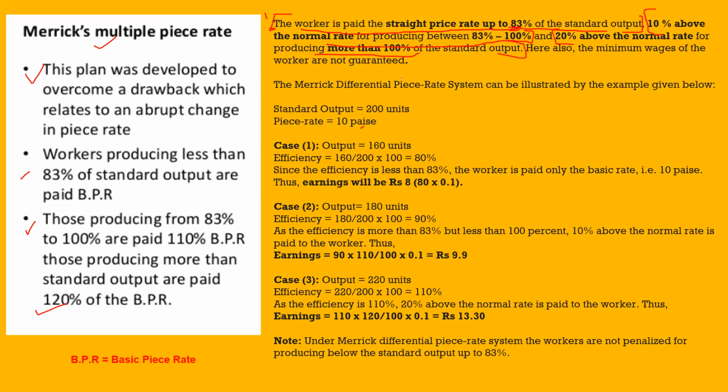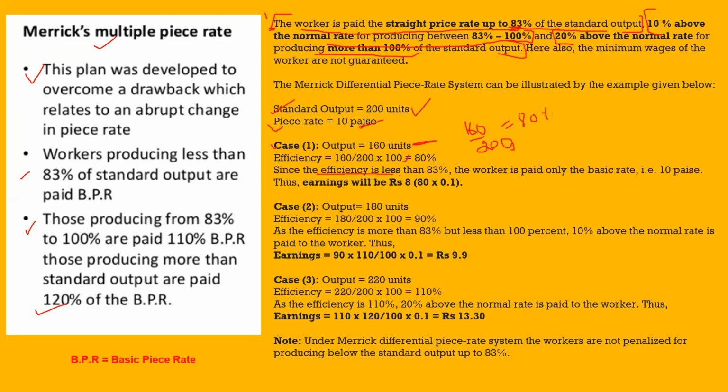Okay, so let's see how it works. This is the standard output provided, that is 200 units. Piece rate is 10 paise. In case one, the output is 160 units. 160 units is less than 200 units, right? 160 divided by 200 is equal to 80% efficiency, right? 80% efficiency. Obviously, the efficiency level is 80%.